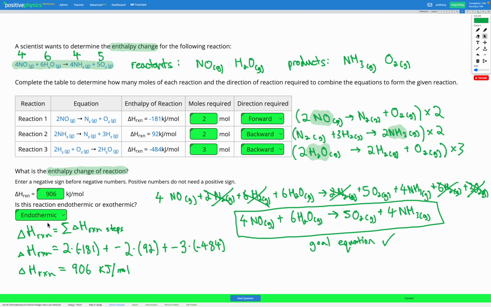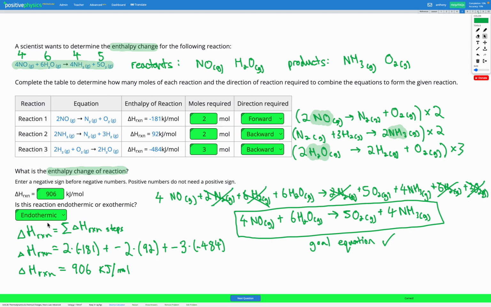We're looking at our reactants and products in our goal equation. We're going to identify where they are in our three reactions that we're provided with in order to figure out, do we need those reactions to be forwards or backwards? Then we're going to look at how many of each reactant and product we have in our goal equation and use that to figure out how many moles of each of the three reactions we need. We'll add those reactions all together with the right number of moles and direction to find overall our goal reaction.